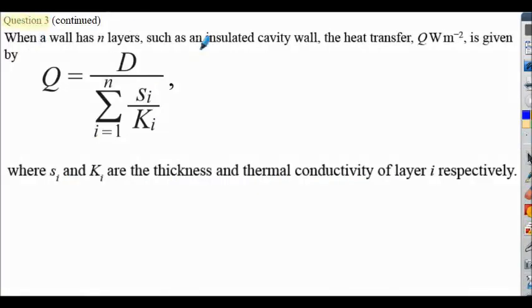Question 3, continued. Now we're considering a wall that has N layers. So this is sometimes referred to as a composite wall, such as an insulated cavity wall. But this time the heat transfer Q is calculated by the formula shown here of Q is equal to D, the temperature difference, divided by the summation of the S divided by K.